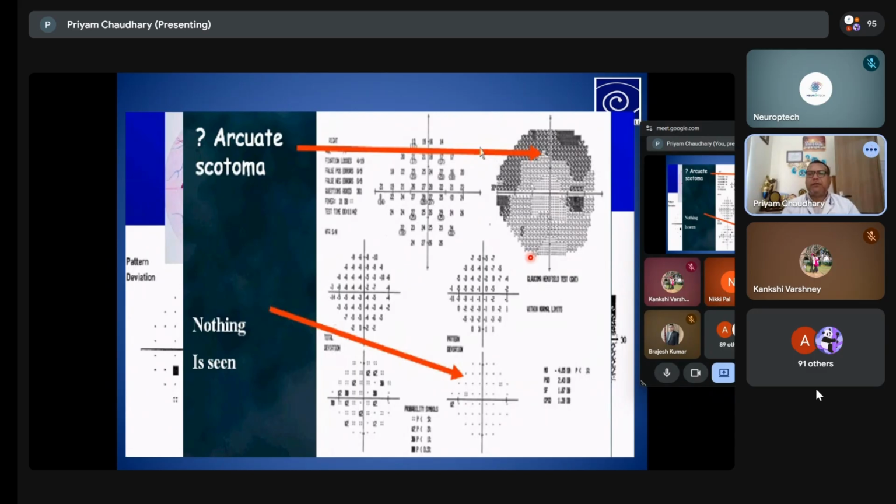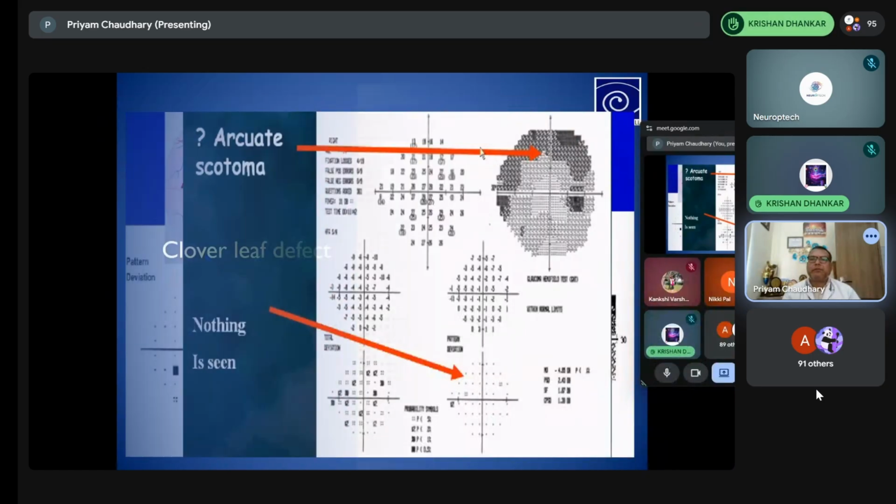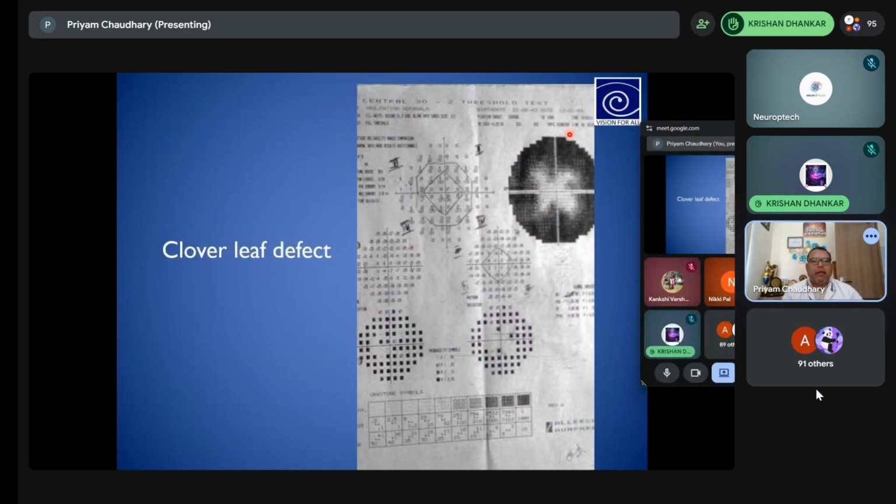Arcuate scotoma, so you see 2 arcs. Clover leaf defects. Very carefully, with this type of patient, first you do the start of the test, the patient is very happy and pressing the button continuously, and after that the patient gets tired and cannot press the button, so it looks like a clover leaf defect.